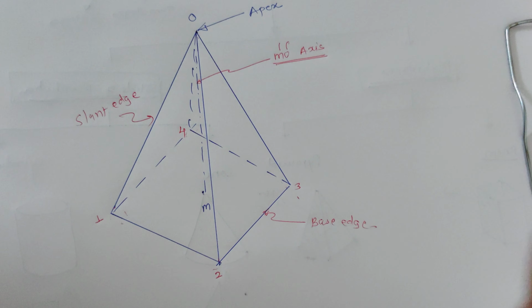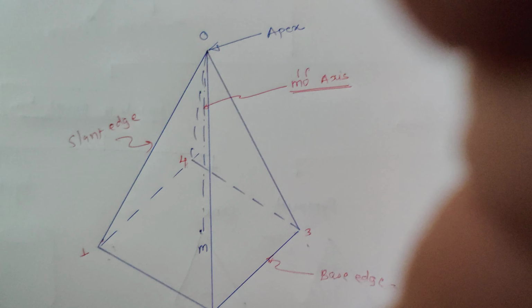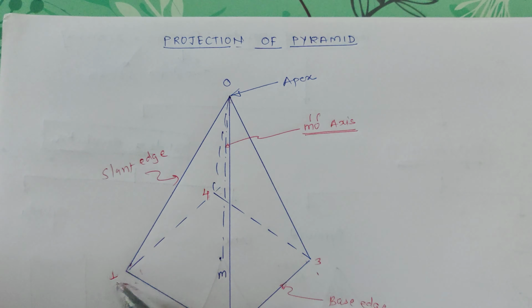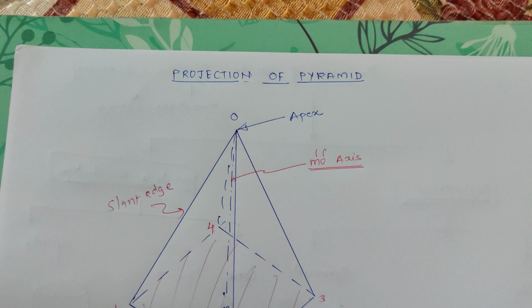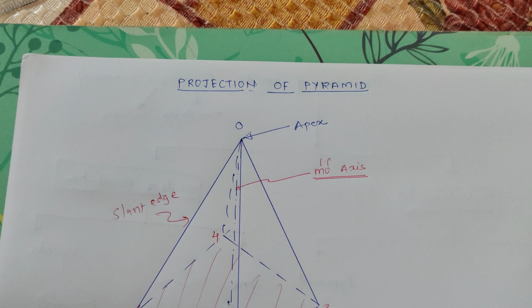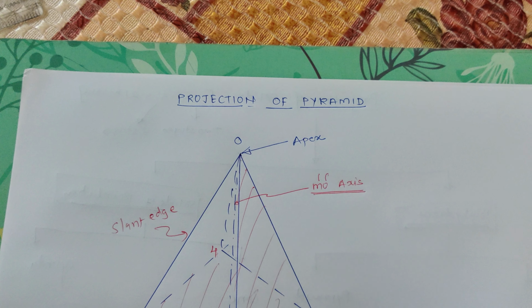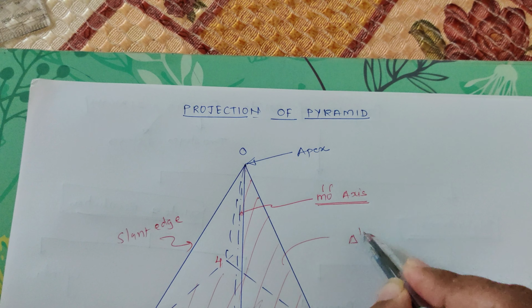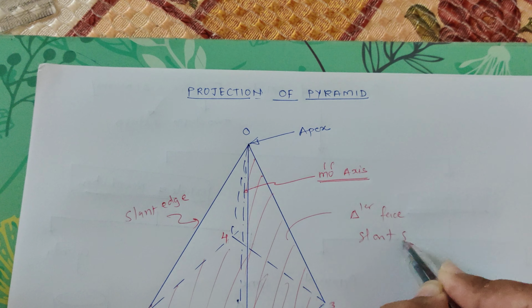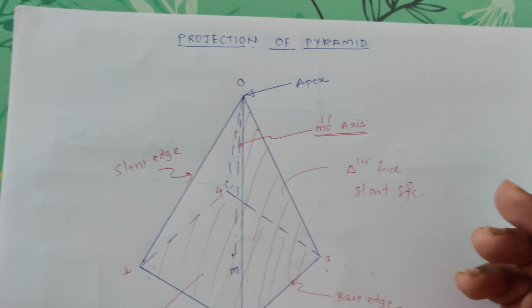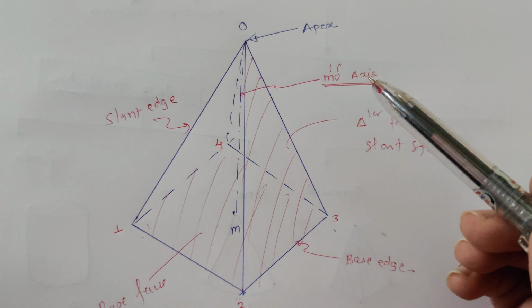Now we have to define this apex, axis, slant edge, base edge. Along with this, 1, 2, 3, 4 combined, we'll consider this the base face. And here O, 2, 3, this face is called a triangular face or slant surface. Now we have to define all these parameters of a square pyramid.